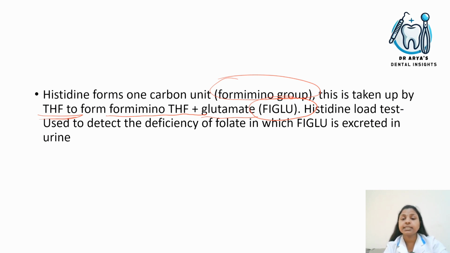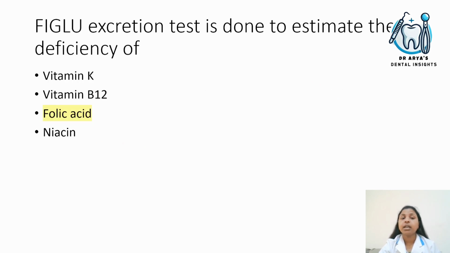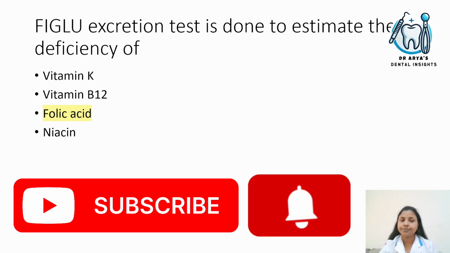Okay. The histidine load test is used to detect the deficiency of folate in which FIGLU is excreted in urine. Okay. So our question is, this test is done to estimate the deficiency of folic acid. Okay.